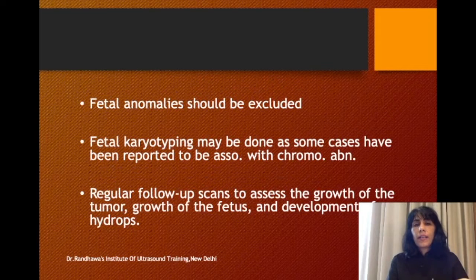Then, what are the things that you should keep in mind? You should always look out for anomalies. I've already told you, though there are very few chances that chorioangiomas will be associated with anomalies. Fetal karyotyping may be done, as some cases may show chromosomal abnormalities. And the most important part is to do a regular follow-up scan to look for the size of the chorioangioma and development of polyhydramnios or hydrops, because these are the things that will create issues. Right, an increase in size is not a good thing in chorioangioma.